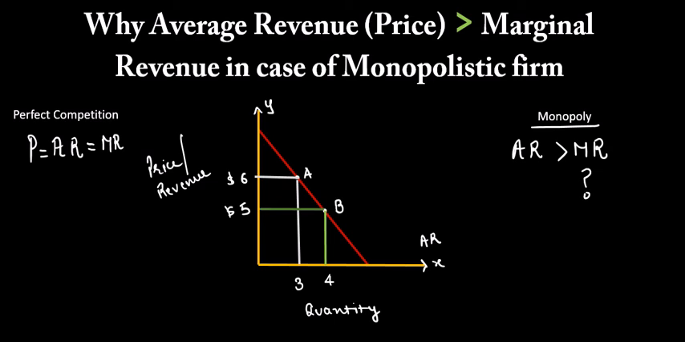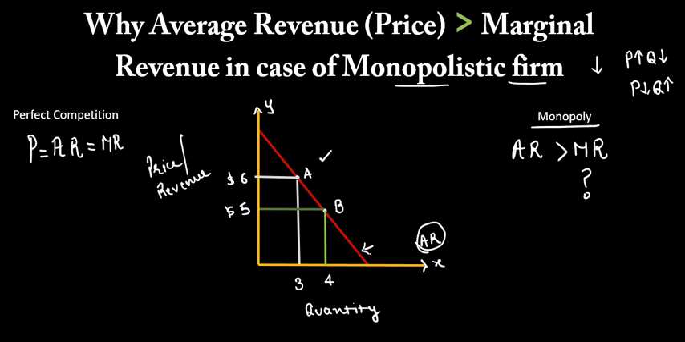So I have taken in this picture quantity on the x-axis, price and revenue on the y-axis. This red curve is basically the average revenue curve of the firm. Now you guys know that the average revenue curve is also the demand curve of the firm, and in case of a monopolistic firm, the demand curve is downward sloping, which means as price increases, the quantity decreases, and if the firm wants to increase the quantity, it will have to decrease the price.